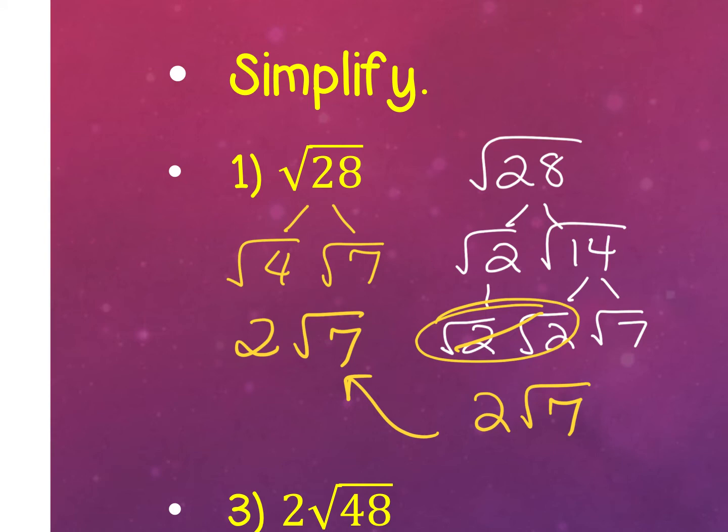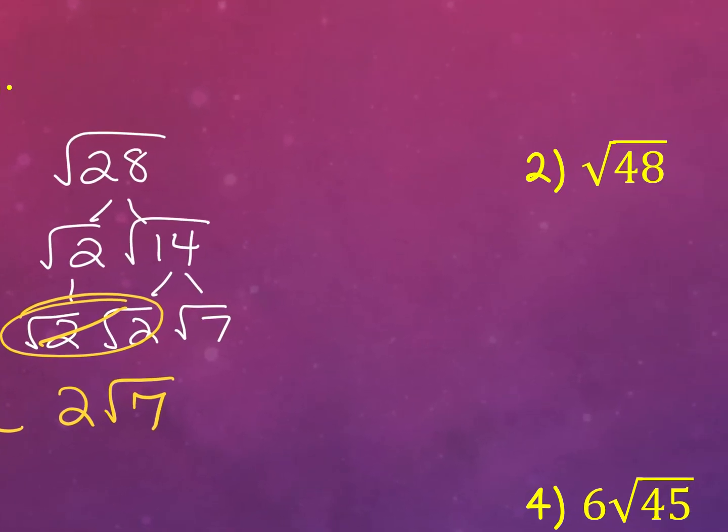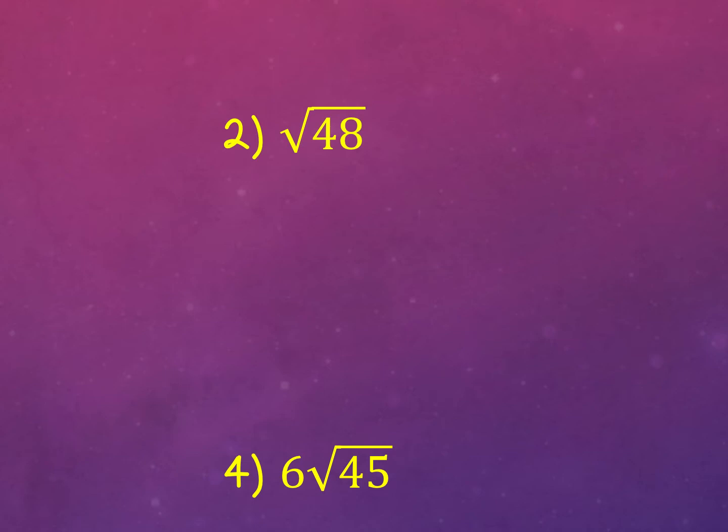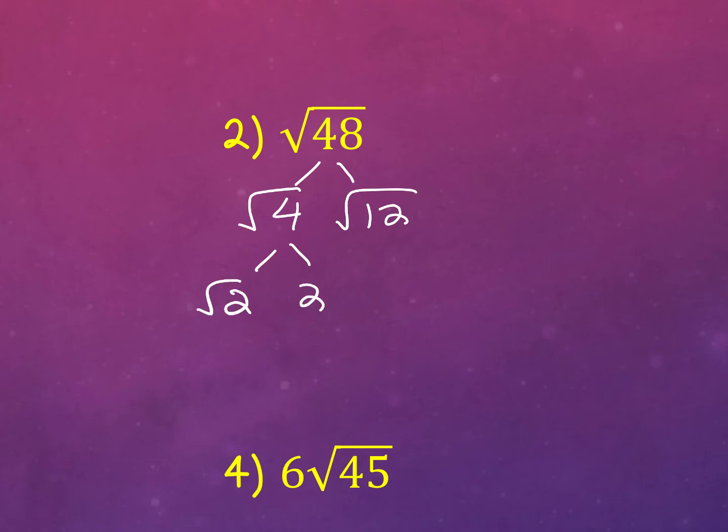Now the second example, 48. I already did 16 times 3, and I did 2 times 24. What if we did 4 times 12 instead? Again, if you recognize 4 is a perfect square, you could pull it out, but let's just go ahead and bring it all the way down to prime. So 4 would become 2 and 2. 12, I could either choose to do 2 and 6, or I could do 3 and 4. It doesn't matter. So let's say I do 3 times 4.